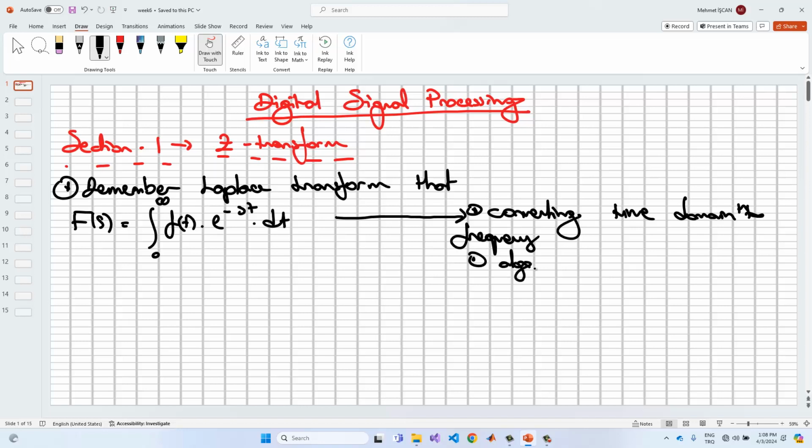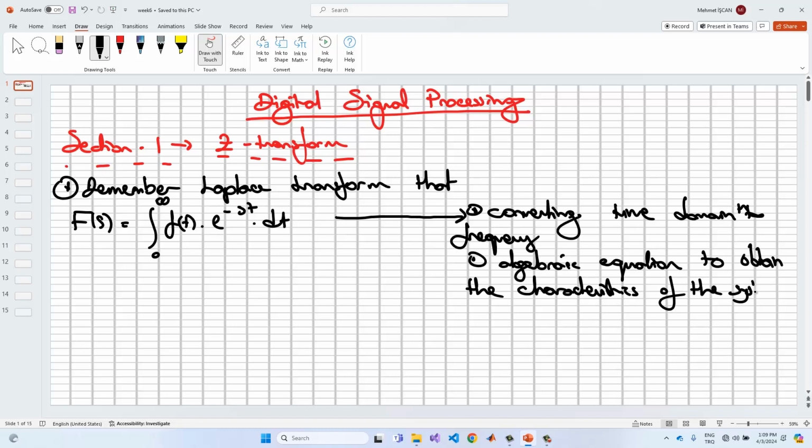And so we can treat the whole equation in algebraic form, or we can evaluate the results in terms of an algebraic equation, s squared plus 2s plus 5, for example. And so we can check the roots, and then we can examine or assess the performance of our model or the transfer function, and so obtain the characteristics of the system. Okay.